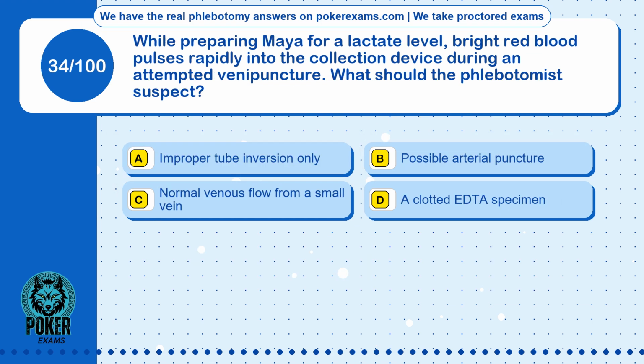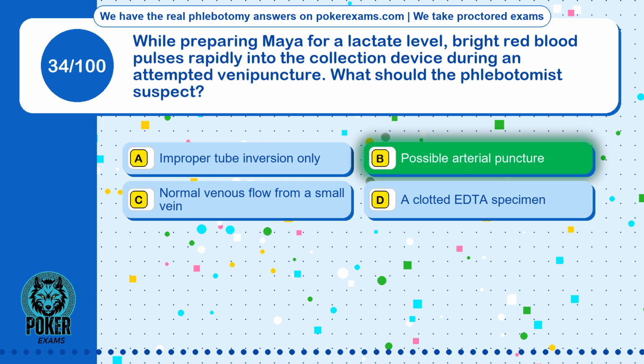Question 34. While preparing MIA for a lactate level, bright red blood pulses rapidly into the collection device during an attempted venipuncture. What should the phlebotomist suspect? Option A. Improper tube inversion only. Option B. Possible arterial puncture. Option C. Normal venous flow from a small vein. Option D. A clotted EDTA specimen.